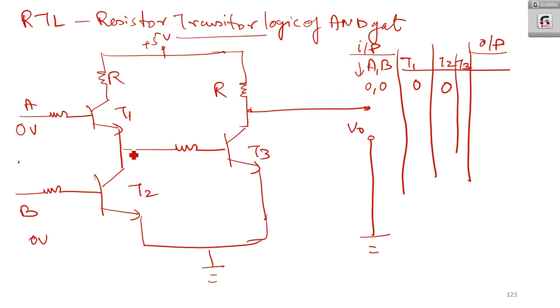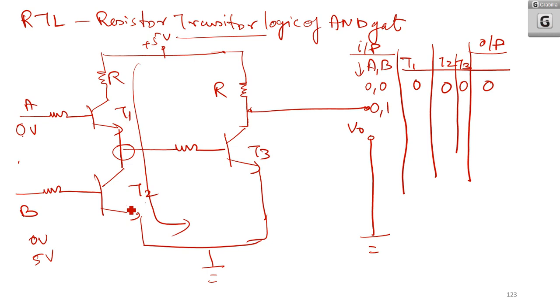So what happens? Since the output of T1 and T2 is not there, T3 is also not on and the output is 0. Now again, if AB is 0, 1, that means A is 0 volt and B is 5 volt. So here what happens? Transistor 2 is on, but transistor 1 is not on. That means you are not having the path. So what happens? If that path is not there, here what happens?